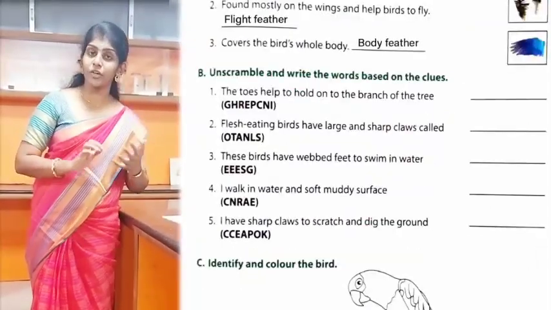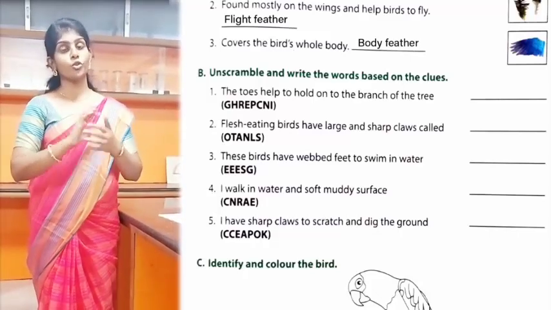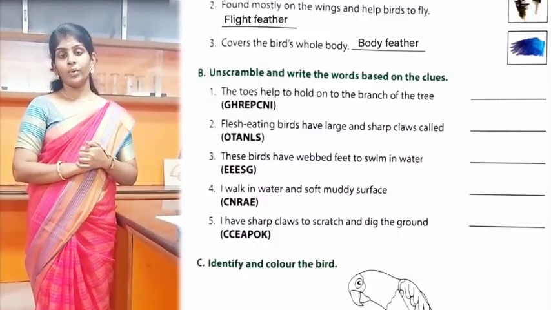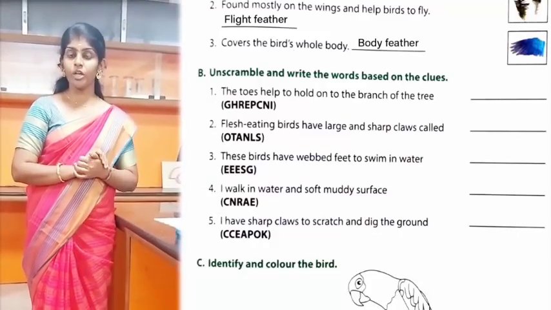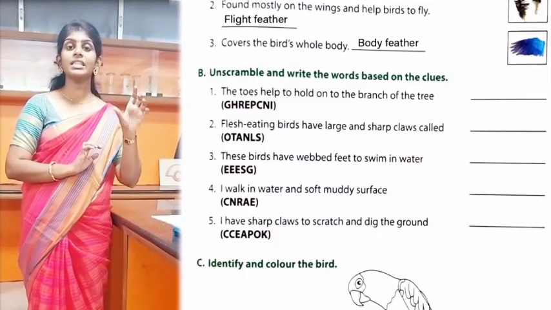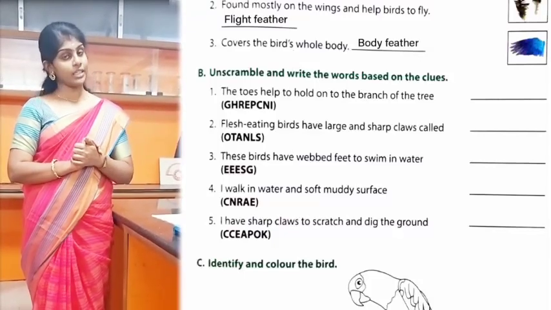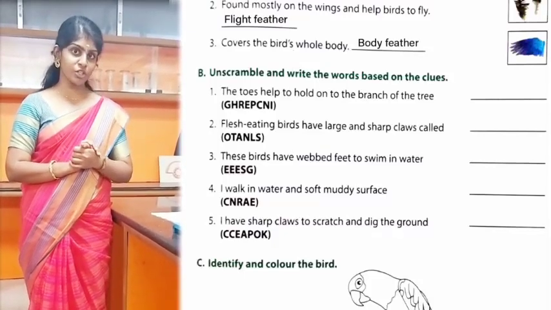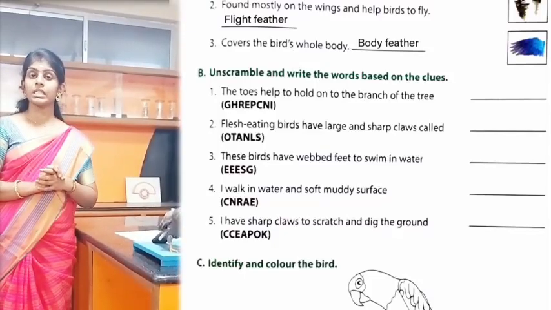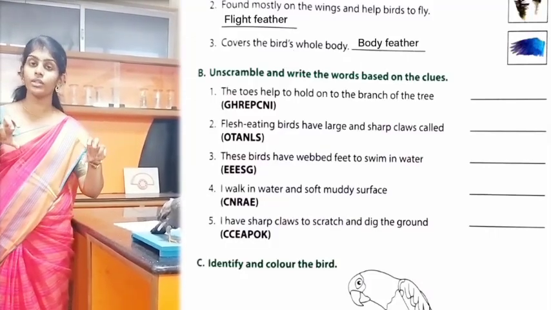The next set of questions are related to the claws and toes of the bird. So we have 5 questions here in which the clues are provided. Here we have to unscramble the words based upon the clue and write the correct answer. Shall we begin, children?